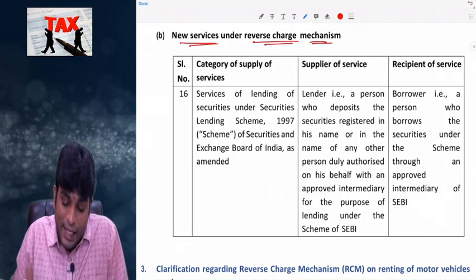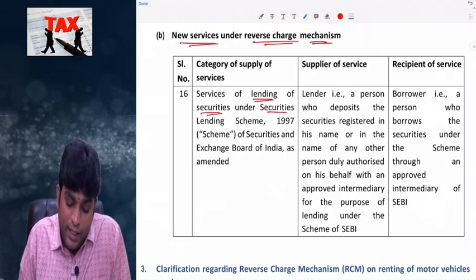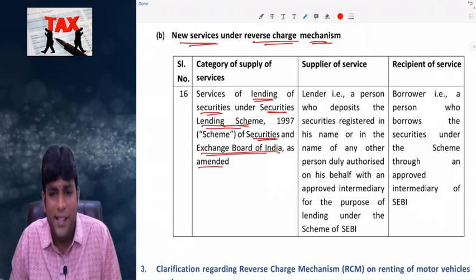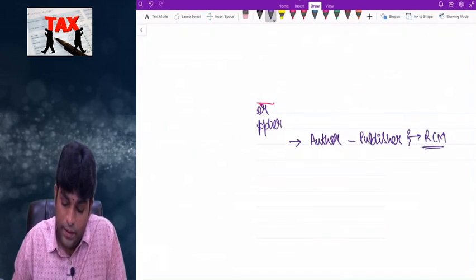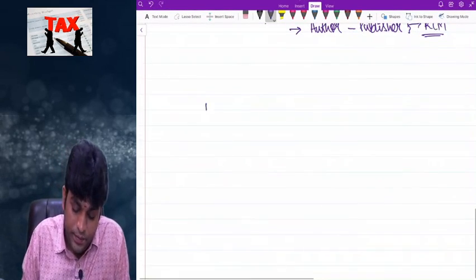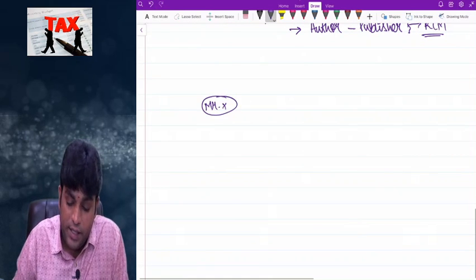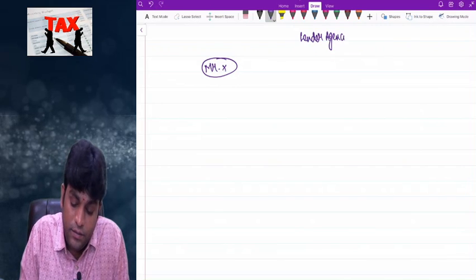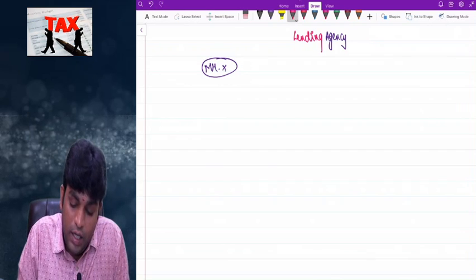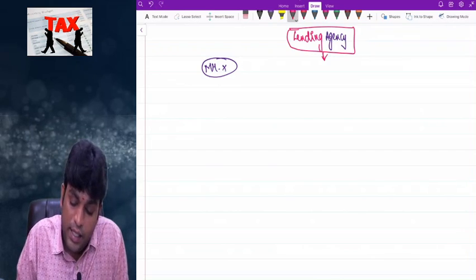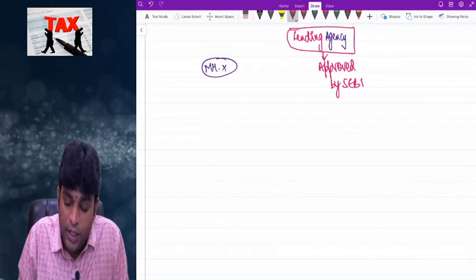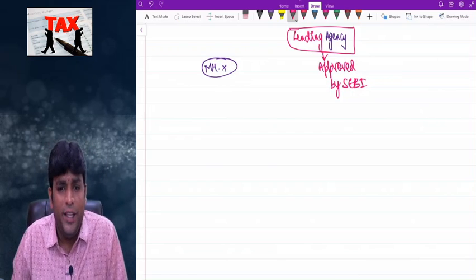Next point, some new services under reverse charge mechanism. What is that? Services of lending of securities under securities lending scheme of SEBI. Now what is this? Listen. So let's say there is one person, Mr. X, and there is a lending agency. And this lending agency is actually approved by SEBI. It's not some third party. SEBI monitors these guys. And we know what is SEBI, Securities Exchange Board of India.